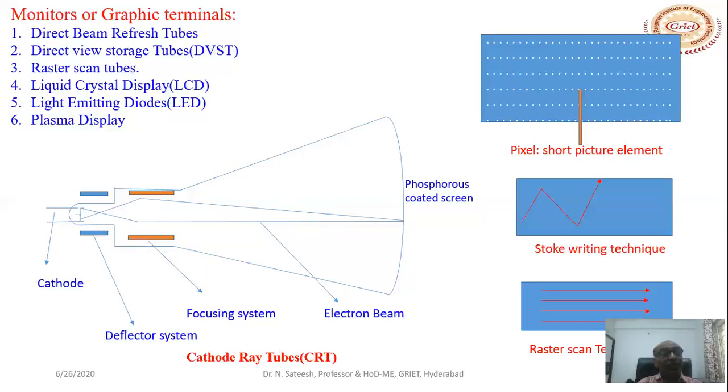So out of these, today the most advanced one is the light emitting diode. We are using it in mobiles as well as laptops and desktop devices. We are using light emitting diodes with 1080 pixels and 4K pixels. 1080 pixels means 1K, and 4 times that is 4K. It means the screen is divided horizontally and vertically into small elements.